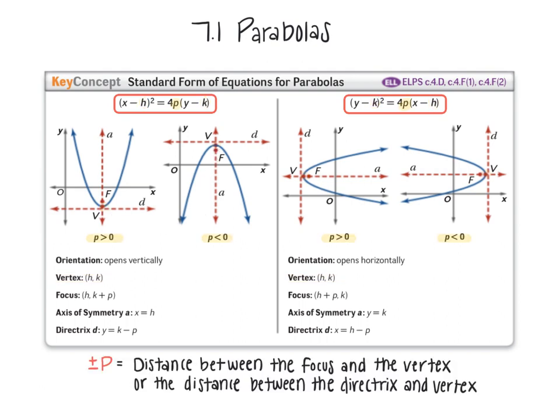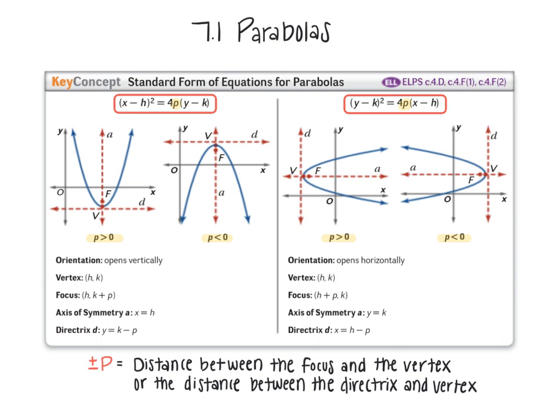And then most importantly, there is a variable known as p, and p is going to be the distance between the focus and the vertex, or the directrix and the vertex. So that should tell you that the vertex is located exactly the same distance from the directrix as it is from the focus. And finally, p can be either positive or negative. The sign determines whether the parabola is oriented up, down, left, or right.